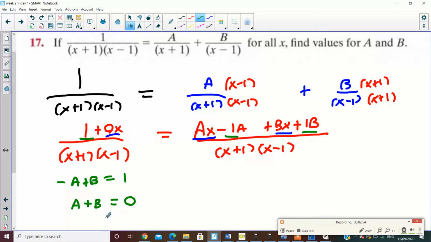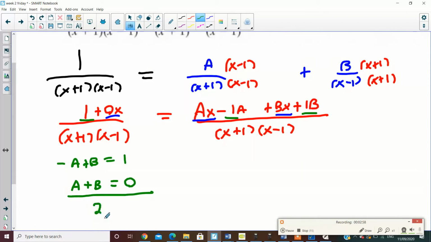Is that okay there? So what happens when you add downwards? 2b equals 1 and b equals a half. And if b equals a half, what's a? Has to be minus a half, doesn't it? Because a plus b equals 0. How many people got that one out? Minus a half and plus a half. All right, good job. All right, Brendan.